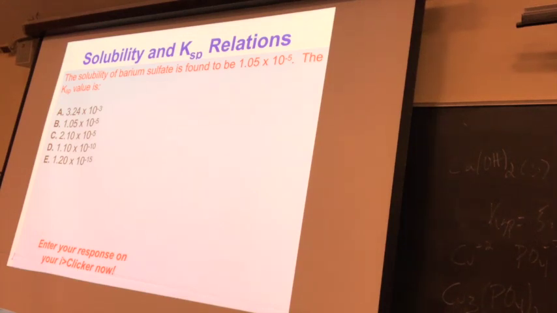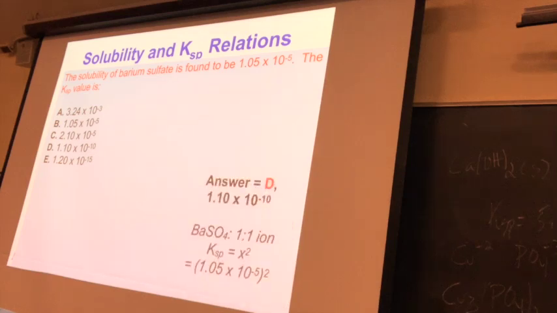But what you need to solve this is that this is a 1-to-1 compound. It's barium 2 plus times sulfate, and we have the solubility. That's the part that goes in for the barium and the sulfate. So this number times itself, or this number squared, would be KSP equals x squared. You're going to get 1.10 times 10 to the minus 10. So solubility squared is how you'd find KSP. Again, very, very small KSP numbers.